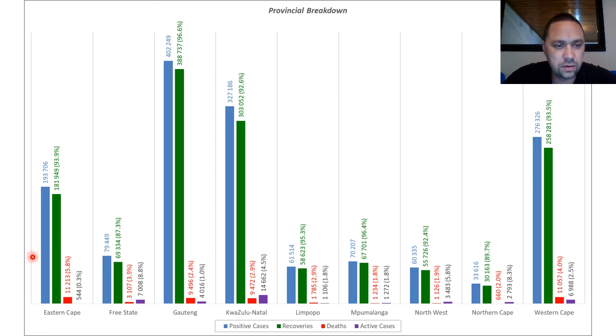On this slide, we show all the stats side by side per province. So we've got in blue the number of positive cases recorded, in green the number of recoveries, and then we've got deaths in red, and the purple would be the active cases. So we see the recovery, most provinces are over 90%. We've got Free State on 87%, and we've also got the Northern Cape on 89.7%, so just under the 90%. What immediately stands out here is this high mortality rate in the Eastern Cape, 5.8%. We've got 4 for the Western Cape, and followed by Free State at 3.9%, all above 3.